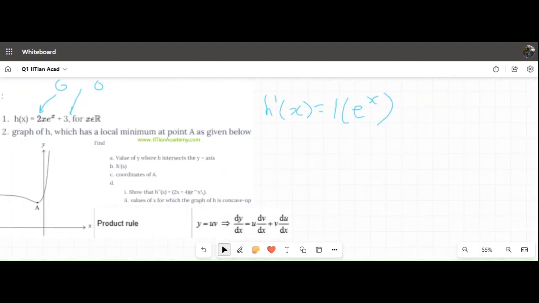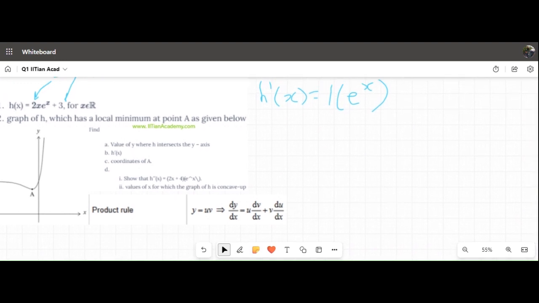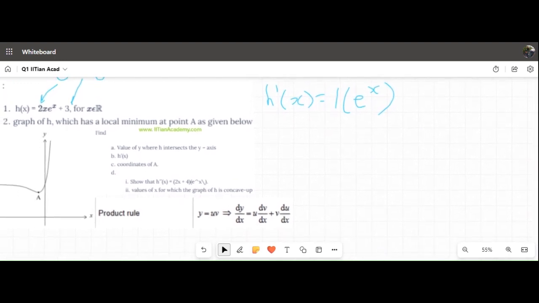Okay, so we're now doing the next part of the question, where we're asked to take the derivative of h(x), and we will do that by using the product rule, where for y equal to uv, we take the derivative of our first term, or in this case our second term, v, and multiply it by u. Then we take the derivative of our next term, u, and multiply it by v.